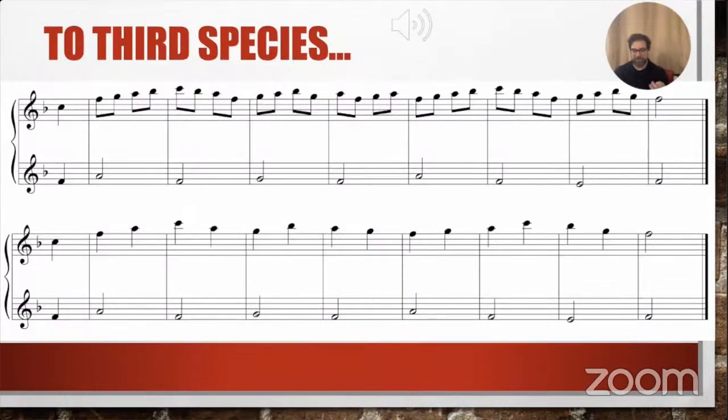So now what we do is we take our second species and we try and make it into third species. So here, if we look at this, the structure kind of stays the same. F, A, C, A, G, B flat, A, G. It's all staying in the same location. F. This is different. The G was pushed over one, and now we have a dissonance here in relation to the original. Here is a consonance and a consonance. This is actually kind of a voice exchange where the A switches and the C switches. We call that a voice exchange. Here's another voice exchange. The G switches and the B flat switches.